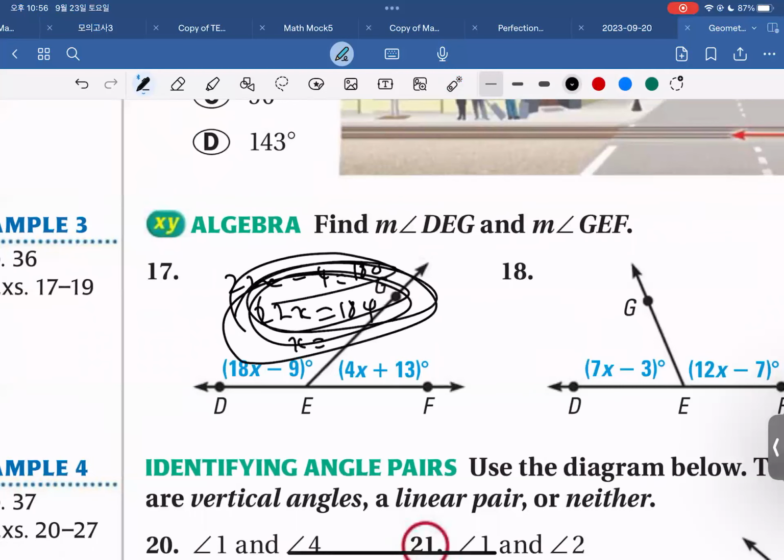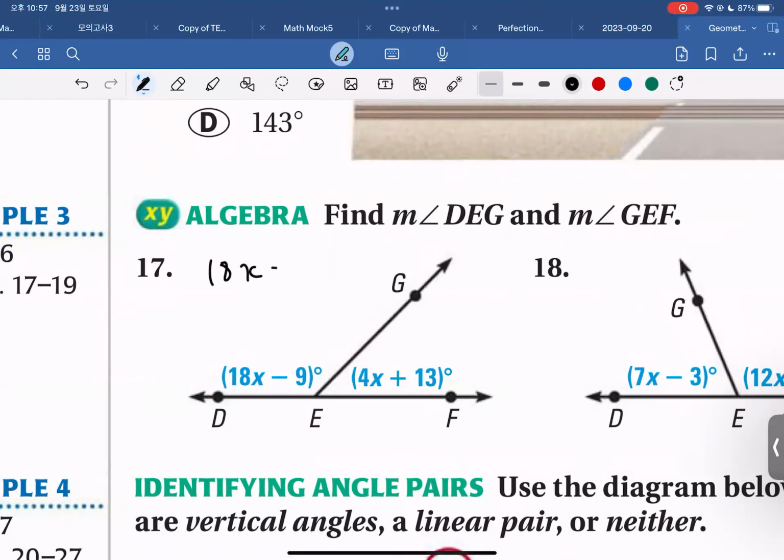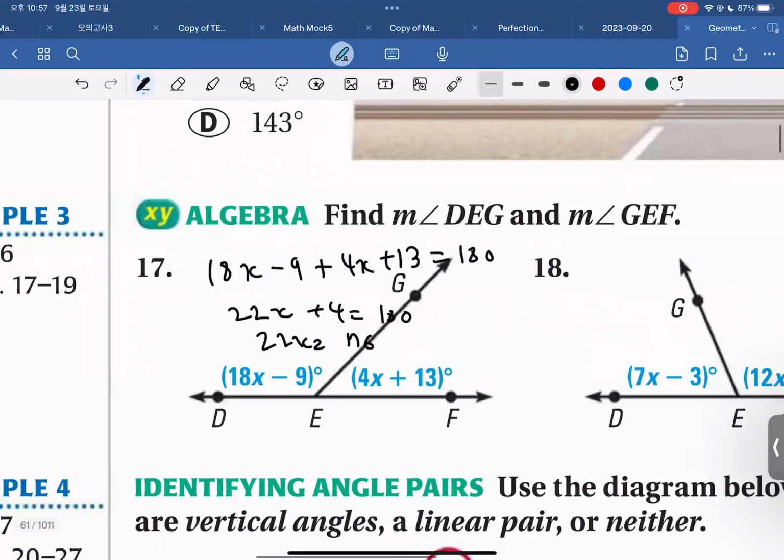From here, let's take a look at this together. First, because we know that the total number of degrees is 180, we have to add them, right? I think just showing the steps would look better. So here, let's try this. 18 plus 4 is 22, and 13 minus 9 would be 4. And here's 180 equals 22x minus 4, and if we add 4... actually, subtract 4 from 180, it's 176, not 184, don't make the mistake. 176 divided by 22 gives you a value of x equal to 8.